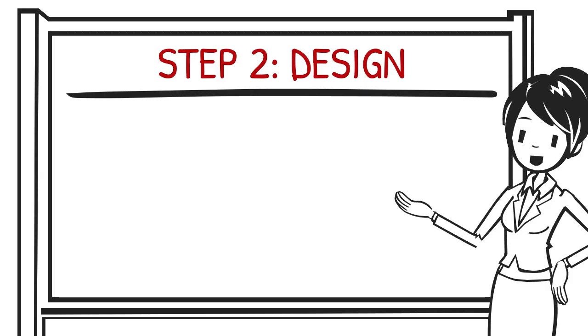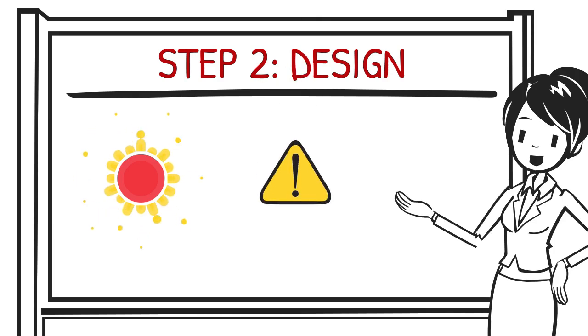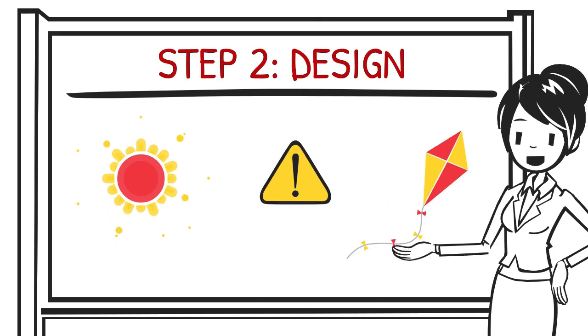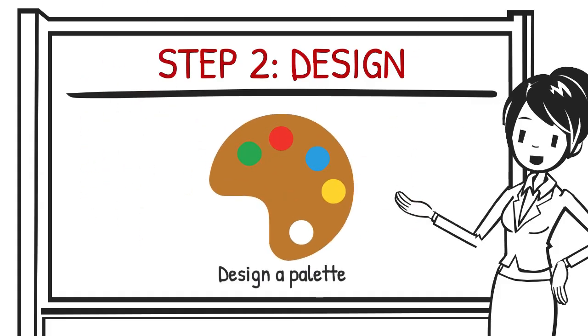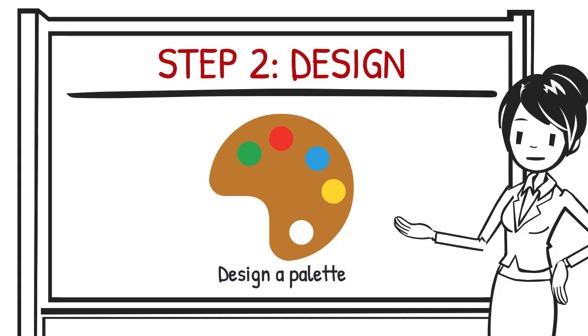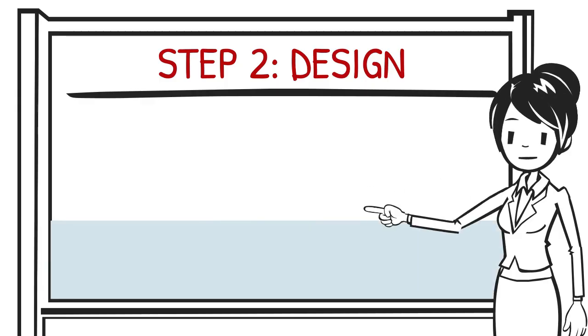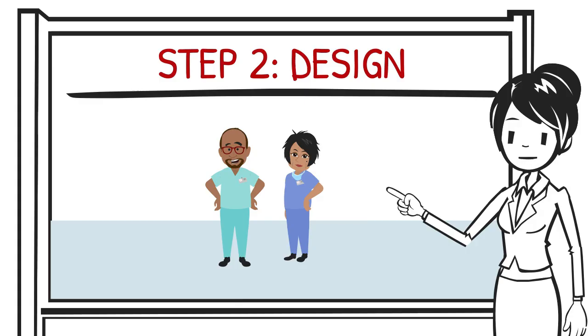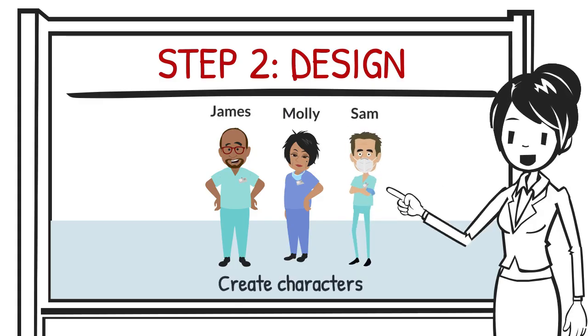What do you want the training to look like? What mood do you want to create? Inspiring, cautionary, playful? In any case, you'll want to create a palette of colors for your e-learning course. You may want to use corporate colors, logos, and fonts for a consistent look and feel across courses. You may also want to create animated or photorealistic characters to make your training more engaging.